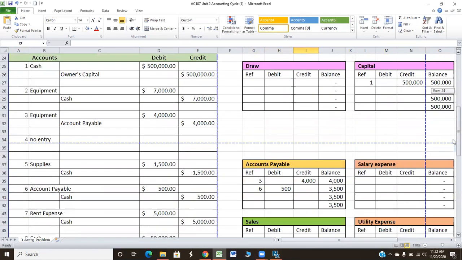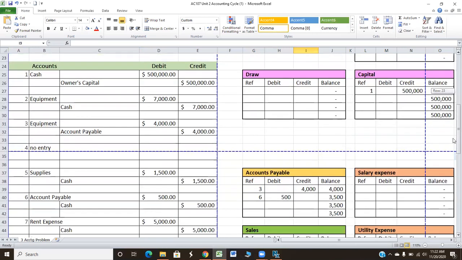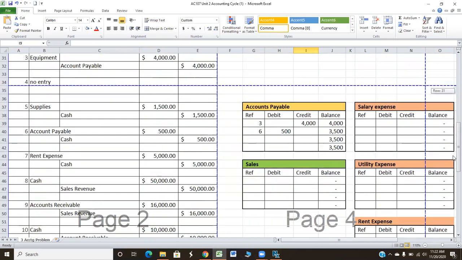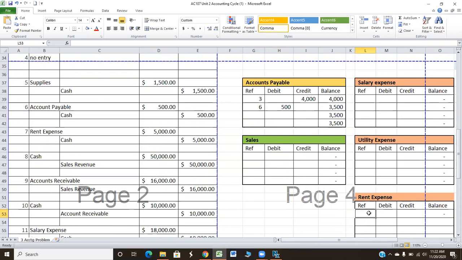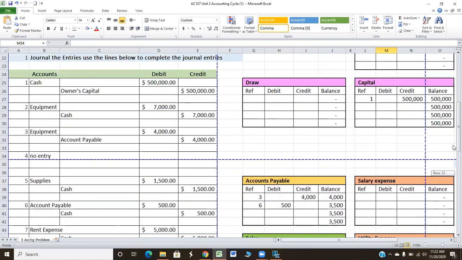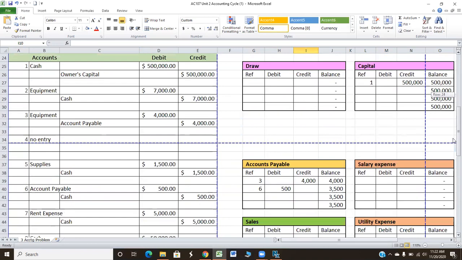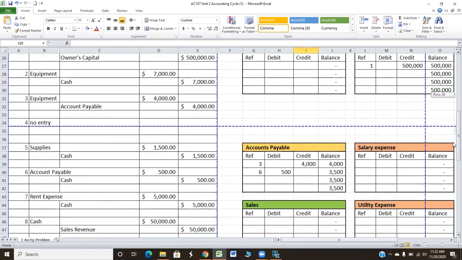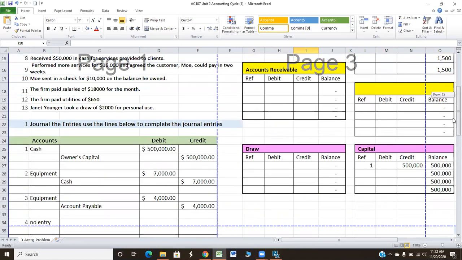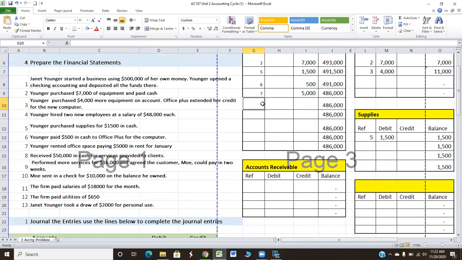Go down. Number 7, rent expense. We debited rent expense $5,000. Find rent expense over here. Number 7, you're going to debit it $5,000. How did we pay that rent expense? With cash. So we're going to go back up to cash. We're going to do number 7, and we're going to credit it 5,000. Okay, number 8, we received cash for $50,000. So we debited cash $50,000.